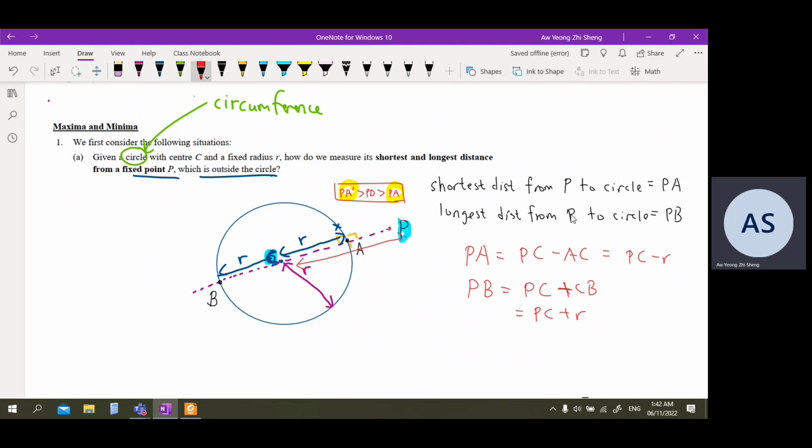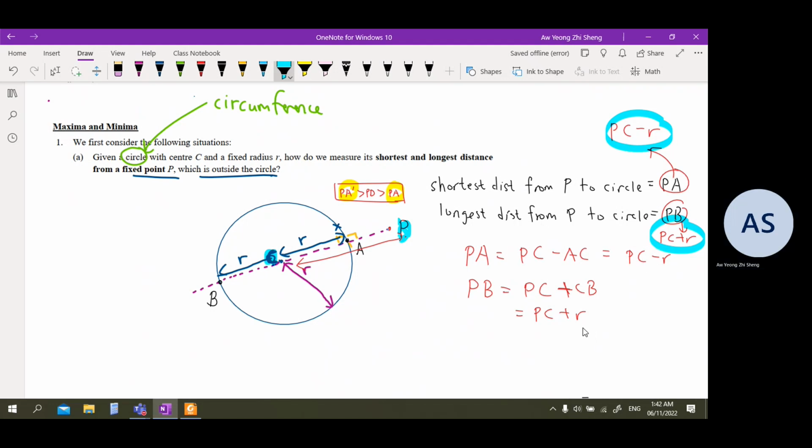So that also means the shortest distance from P to the circle is PA, which is also PC minus R. And the longest distance is in fact PC plus R. So these are the things that you need to know for distance from an external point to a circle. The shortest distance is PC minus R, the longest distance is PC plus R. Okay, now let's move to part B.